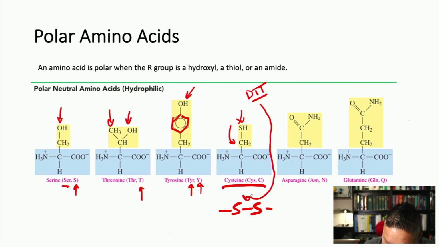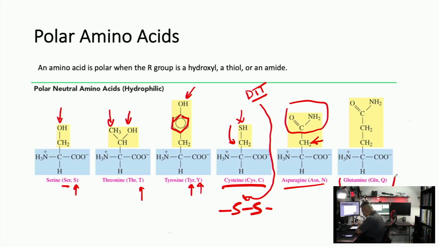Anyway, next one is asparagine. Asparagine has the amide, along with the CH2, and then we have glutamine, which also has the amide with the CH2, but it has an extra CH2, making it a little bit longer. All these are polar, of course. All these are polar.